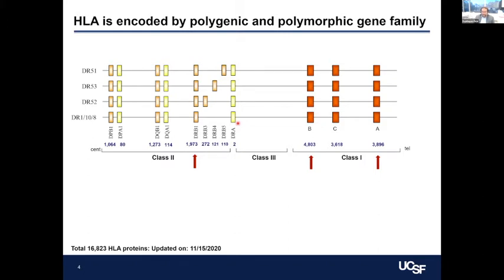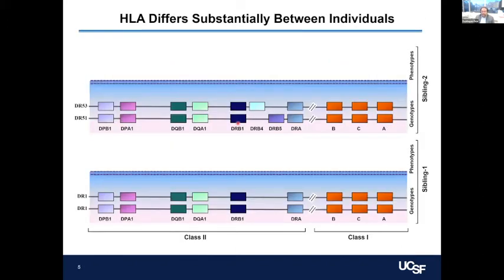In the next slide, I'm going to explain how that looks by taking 2 individuals. Here, one individual and another individual. Here is one individual having only one DRB gene, but this individual has additional DRB genes on different chromosomes, DRB4 and DRB5. So just looking at the DRB genes, this individual has four DRB genes and this individual has two DRB genes, okay?